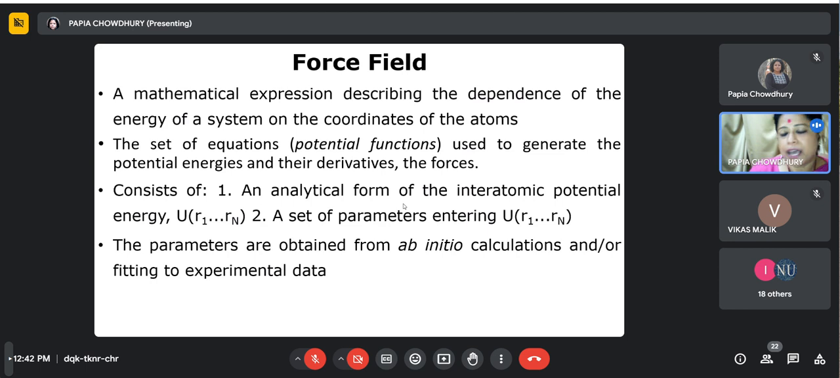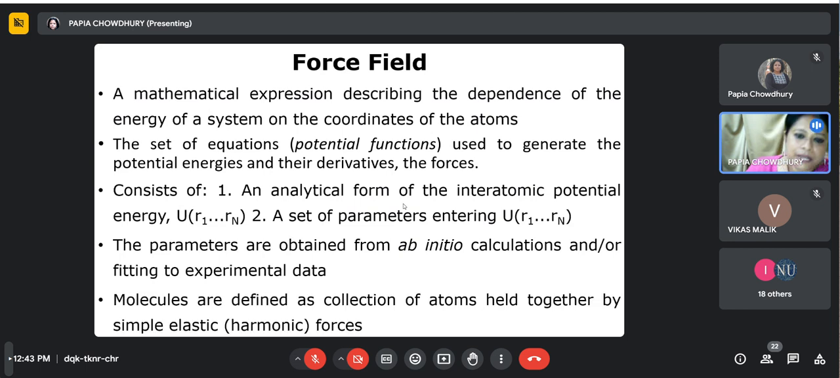So I have told you that for molecular dynamics, we also use some quantum mechanical data from theory, which we can get from ab initio calculations, and we also use some experimental data to fix this force field. So the parameters we obtain from ab initio calculations and also from experimental data. Later, I will give you that information: which parameters we get from ab initio calculations and which we get from experimental data.